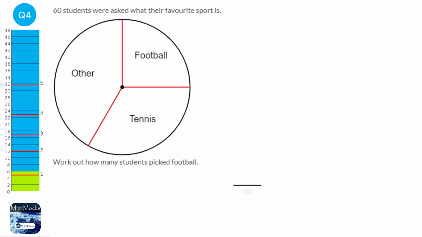So football is represented as a quarter of this pie chart. And so if there are 60 students altogether, we just do 60 divided by 4 to find a quarter of it. And that's 15. So there are 15 people who picked football.